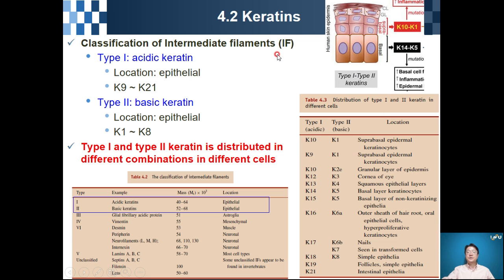So this is the human skin epidermis. The outer region is comprised of epidermal keratinocytes, and usually in the middle region there are the suprabasal keratinocytes, and in the bottom region there are basal keratinocytes. For example, in the middle region, suprabasal epidermal keratinocytes are usually composed of K10 and K1. How about basal keratinocytes? Basal keratinocytes are usually composed of K14 and K5 intermediate filaments.